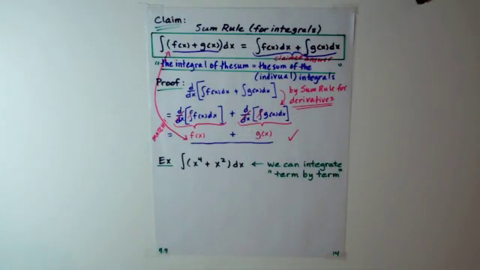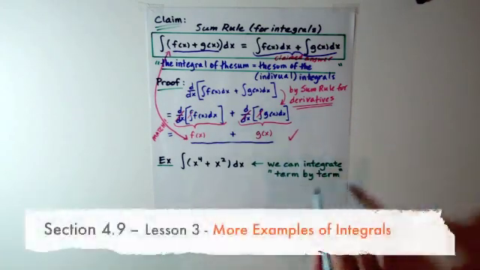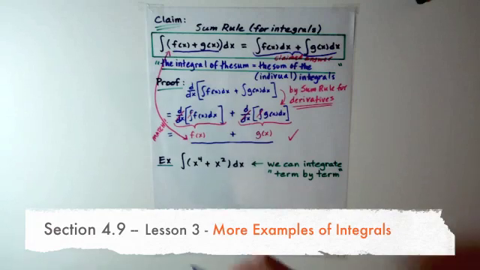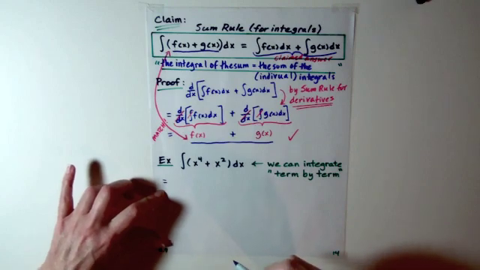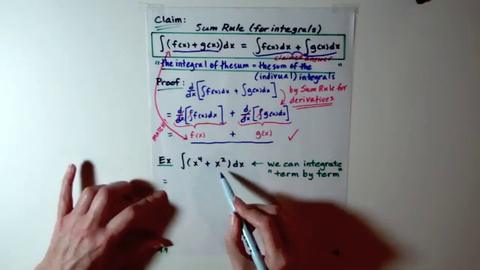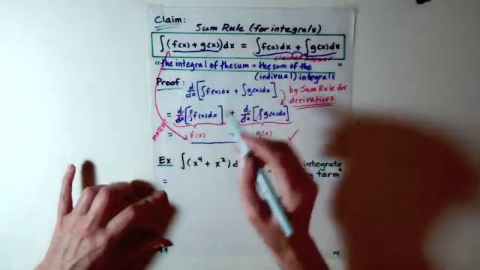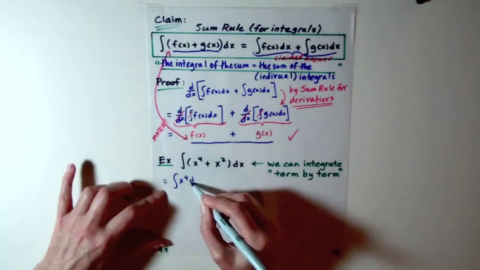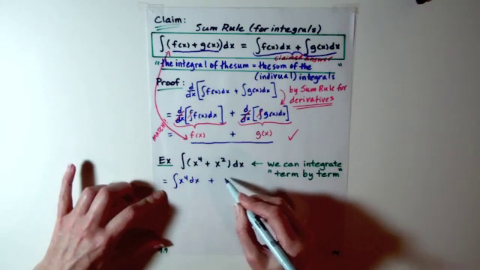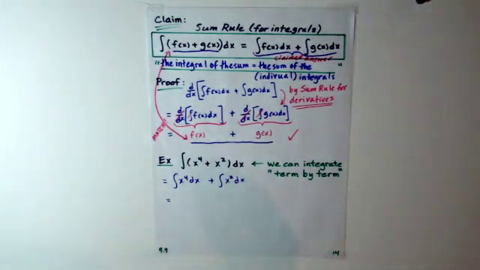Well, let's go ahead and we'll try to do an example. So here's an example for us to try. And what we say, just like with derivatives, we say we can integrate term by term. So I'm going to show all the steps, although in practice, as you get used to this, you won't have to show every step. The integral of x to the fourth plus x squared. So here we have two functions that are added together, and what our sum rule says is that we can go ahead and integrate these separately. So the integral of this sum is the same as the sum of the individual integrals.